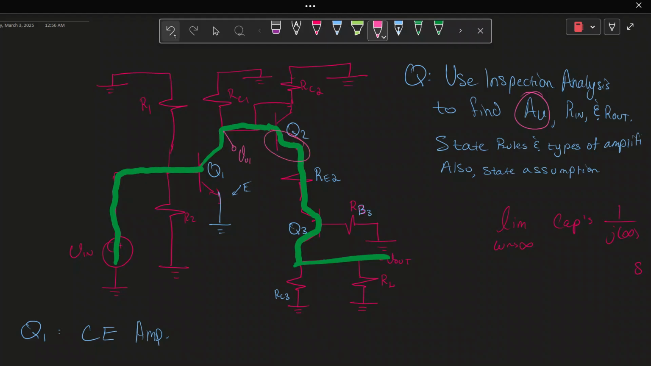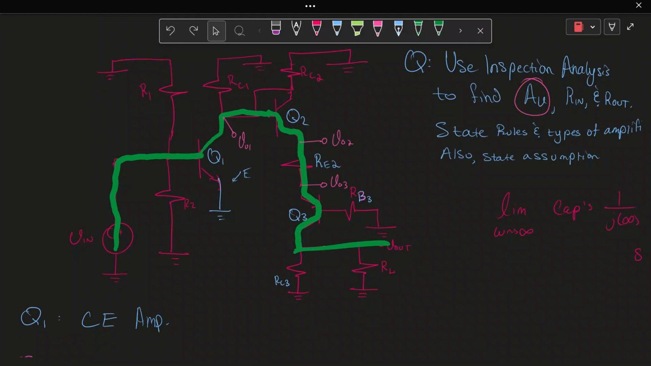Now this one is across a base and emitter, but in AC you have to be a little bit careful. So let's say this is VO2. Then we're going across a resistor, so we would have to find some current, but remember we're not doing anything in DC, we're in AC, everything's by inspection, so we will label this as VO3. Afterwards, we want to follow this path here, follow the green, and after we pass Q3, we get to V out. So we don't have to label anymore.